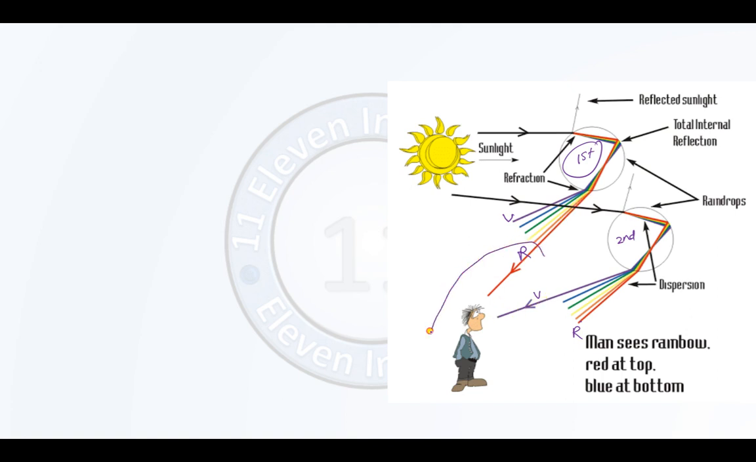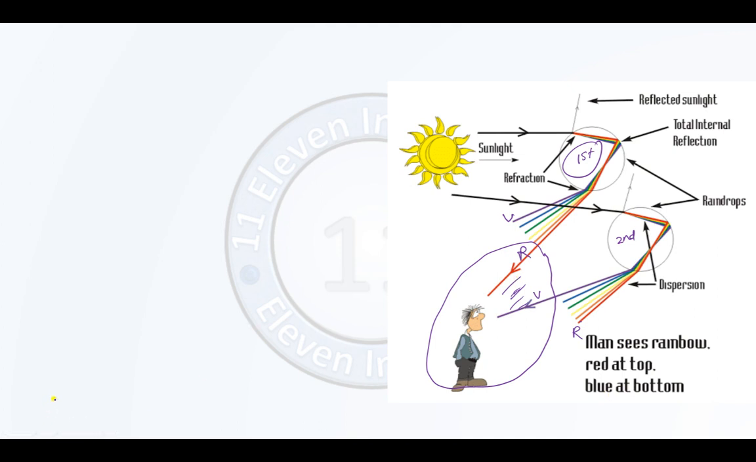So when we see this, what we feel is that red color is at the top and violet color is at the bottom and all other colors are between this. Originally, for a single drop, violet is at top, red is at bottom. But when I take many drops, what is the cumulative effect? What do I ultimately see? I see the red color at the top and the violet at the bottom. You can see the man sees rainbow, red at the top and blue, or violet, at the bottom. I hope this is now clear to you.